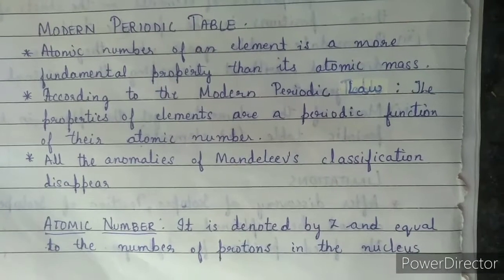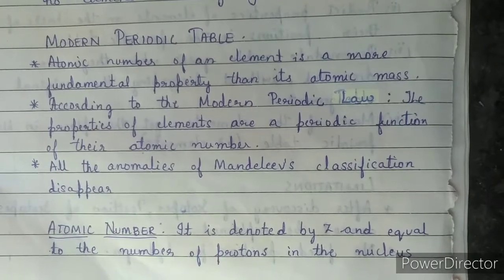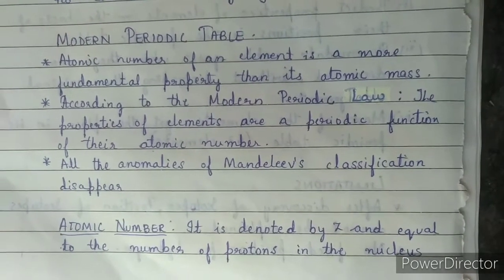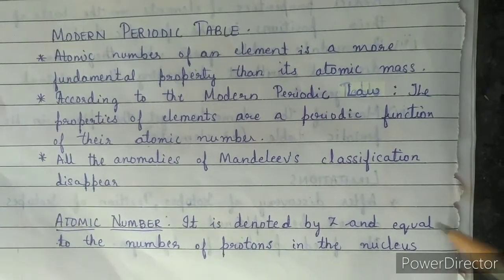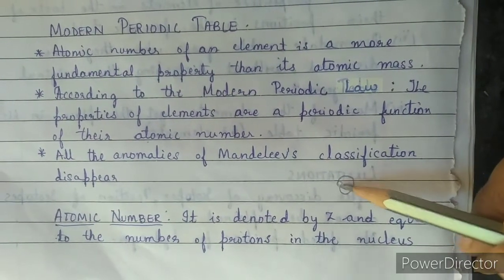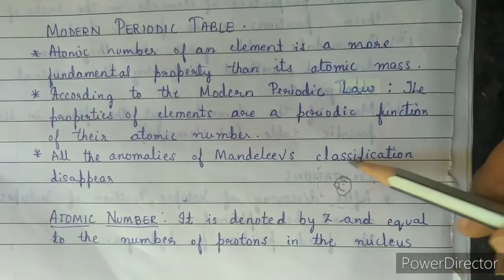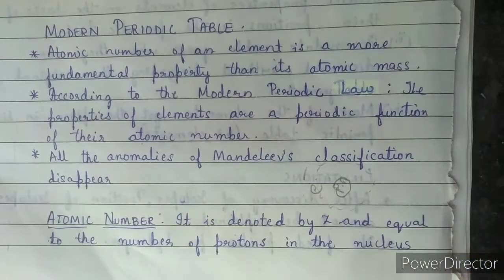Atomic number is denoted by Z and is equal to the number of protons in the nucleus of an atom. We know what atomic number is. An atom has a nucleus, the nucleus has protons and neutrons, and electrons revolve around the nucleus of an atom.